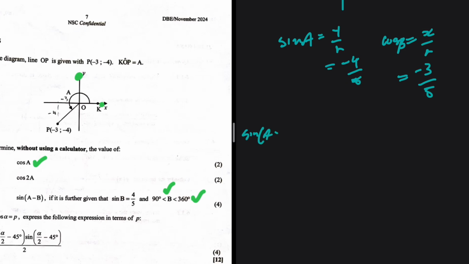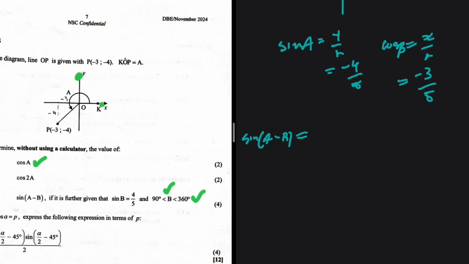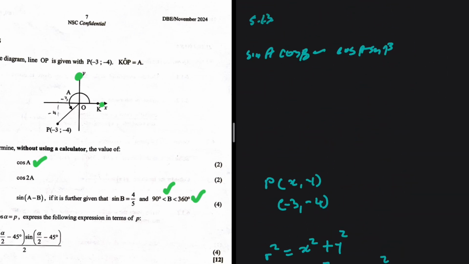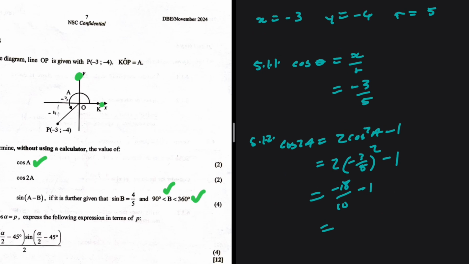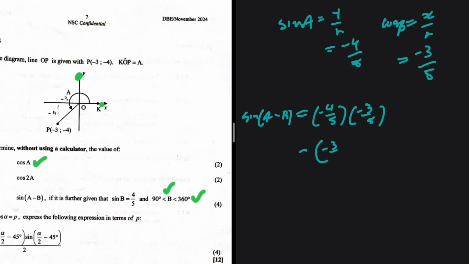So sine of A minus B is going to be equal to sine A, which is, let me take a look, sine A is y over r, right? So minus 4 over 5. And then cos B is minus 3 over 5. And then we have minus cos A. Cos A, we calculated it in 5.1.1. It is, let's see, minus 3 over 5. So we have minus 3 over 5.